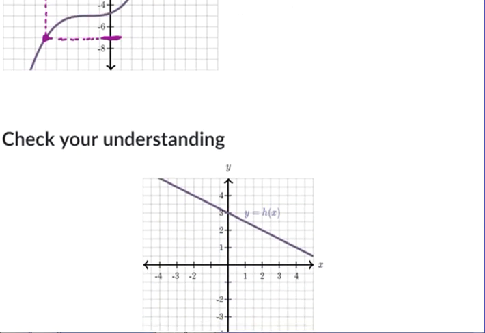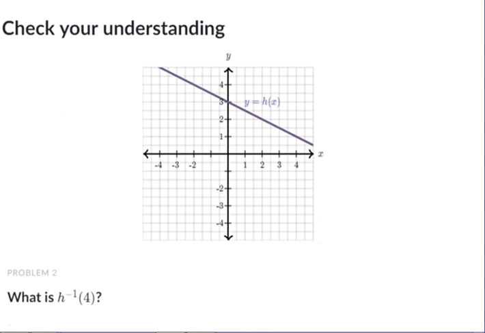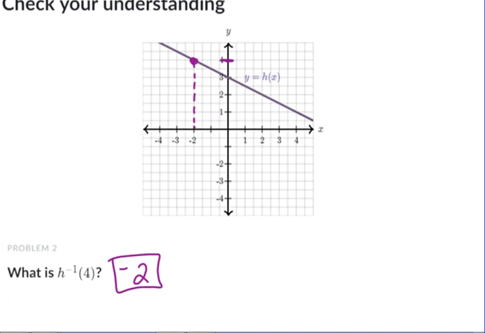Okay, individually, you've got another graph there. You have a graph of h. It's just a linear function. Individually, I want you to decide what is h inverse of 4, and then we'll check it with everybody here. We get -2. Okay. You find the y value of 4. Go over to where that occurs on the graph. Find its x value. So -2 is the correct answer to that.